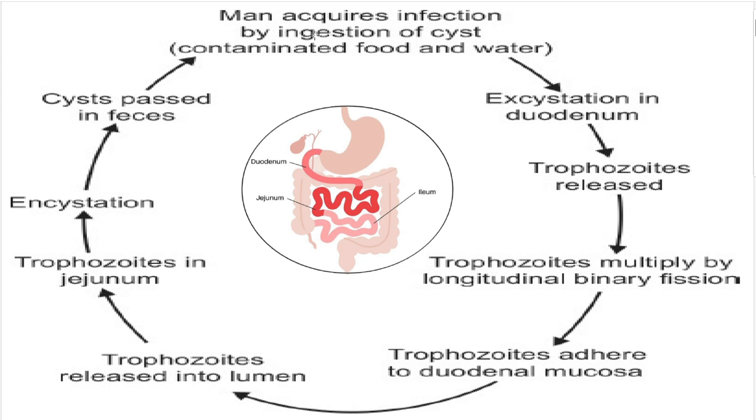Here man acquires infection by the ingestion of cysts, that is contaminated food and water. Then excystation happens in the duodenum. Then trophozoites get released. Next, trophozoites multiply by longitudinal binary fission. Then trophozoites adhere, that is, stick onto the duodenal mucosa. From here trophozoites are released in the lumen. From here trophozoites in the jejunum undergo encystation. Then cysts are passed in the feces and again infect man.